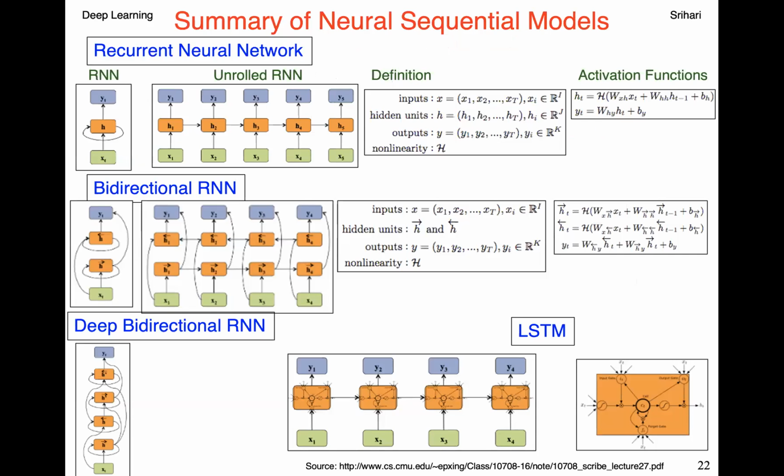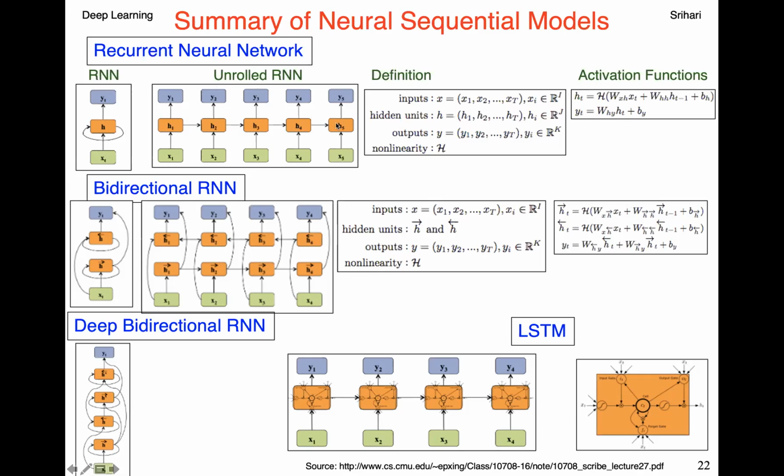This slide is an interesting slide. It's a summary of neural sequential models up to this point that we have seen. So once again, let us look at what we have learned so far. Recurrent neural network, RNN, is again input, feed forward network, output. The only thing is the hidden layers are being fed back in. That we say is an RNN. We unroll it to create an unrolled RNN.